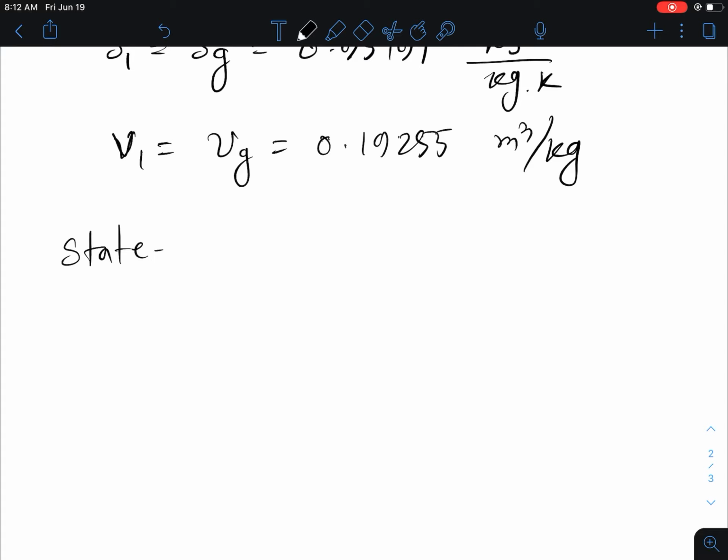Let's go for state 2. For state 2, we have the pressure at 1 megapascal.